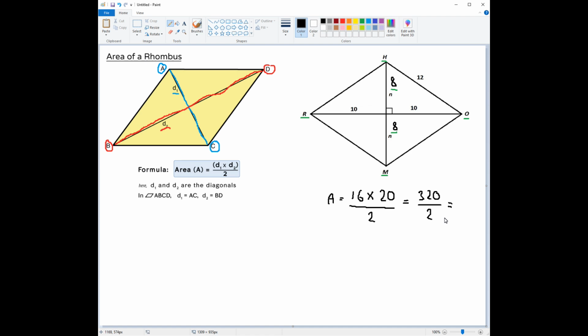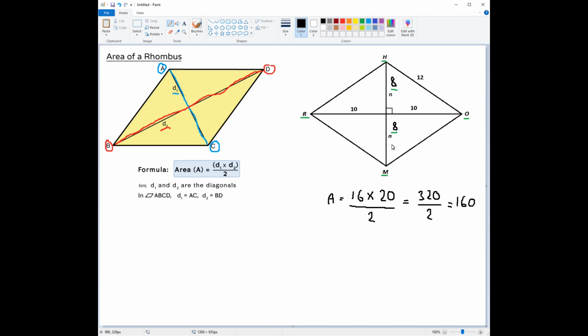You can use the calculator if you want. 320 divided by 2, if I'm not mistaken, is 160. So yeah. There are different ways you could have done this, but anyways.